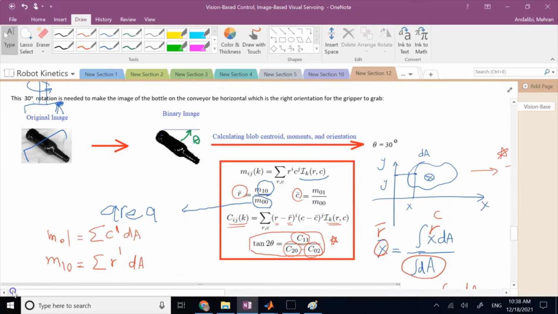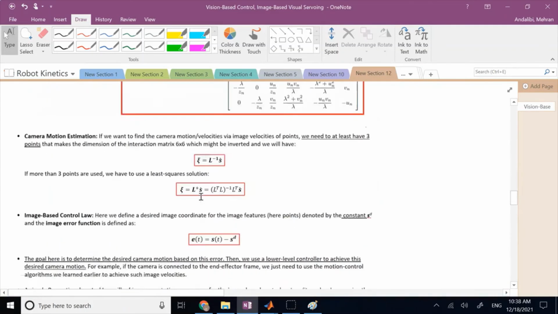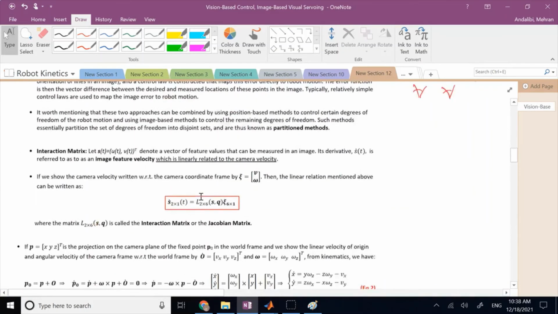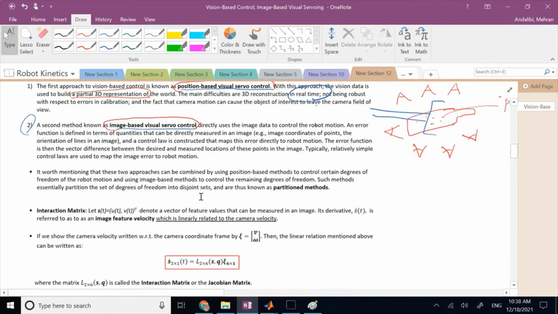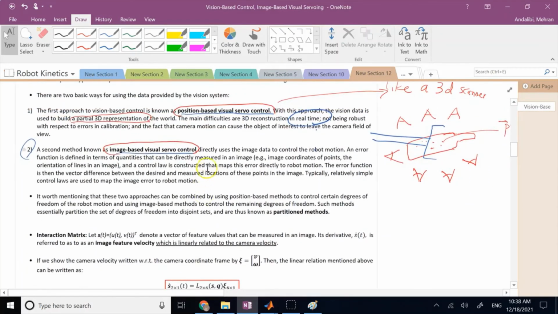So that is the base for the second method, we call image-based visual servoing, IBVS. What is this method? It tries to find in which direction the points of an image should move so that the object, the image coming from that object, is in a good position with respect to the robot end effector, the tool or anything.